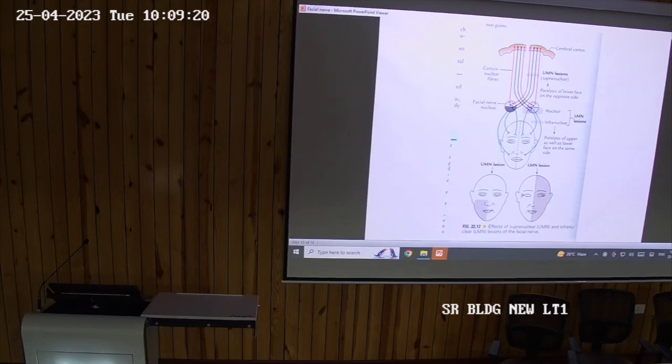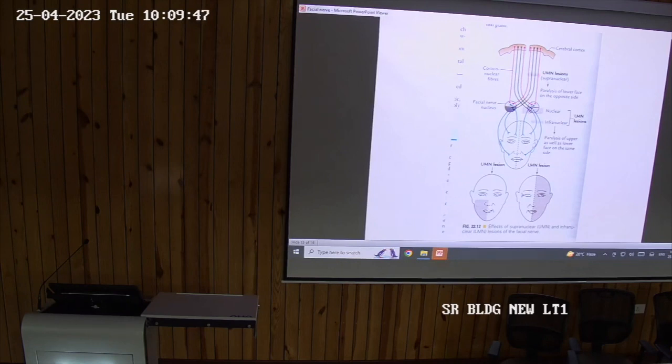In case of upper motor neuron palsy, that means this is the upper motor neuron lesion, what will be the condition of the face? Only the lower half of the face will be paralyzed, with no paralysis in the upper half of the face. That is seen in upper motor neuron palsy.